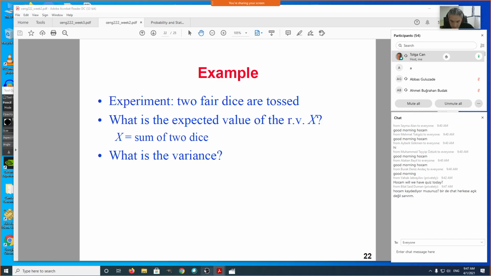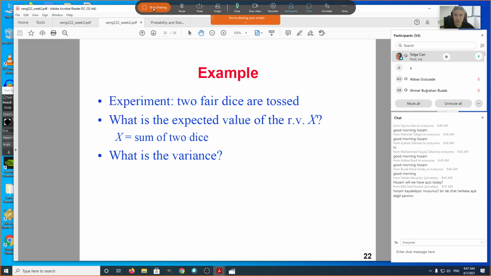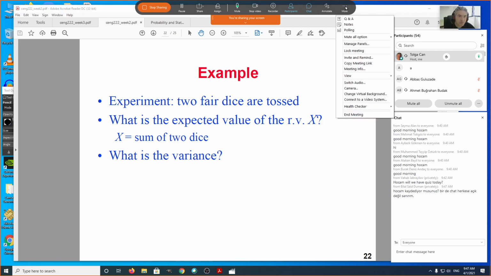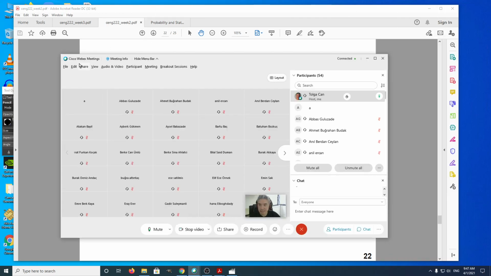Also, let me check whether I'm recording. Yeah, I'm recording. The chat should be open to everyone, but I think I need to get to the main menu of this and give you. I don't have that here. I need to first stop sharing so that I can see the Cisco WebEx meeting menu. I'm going to do that.